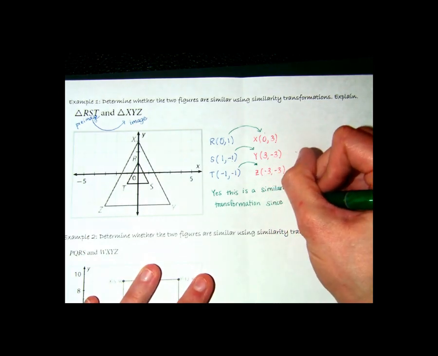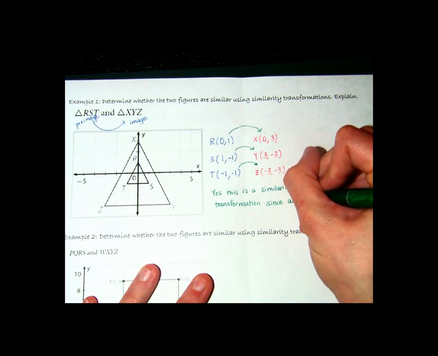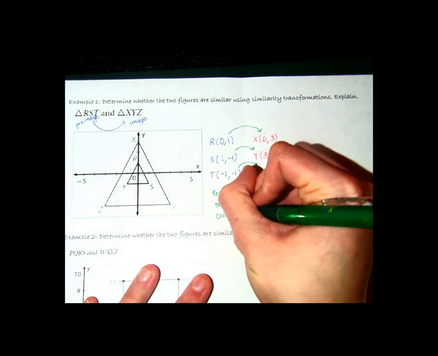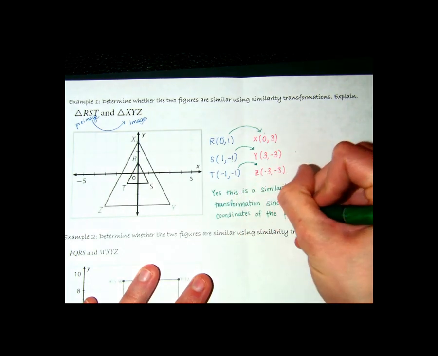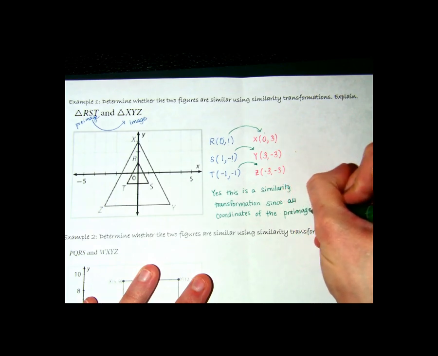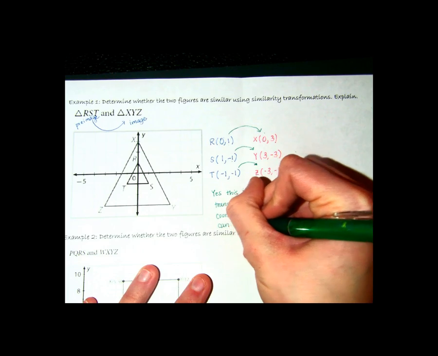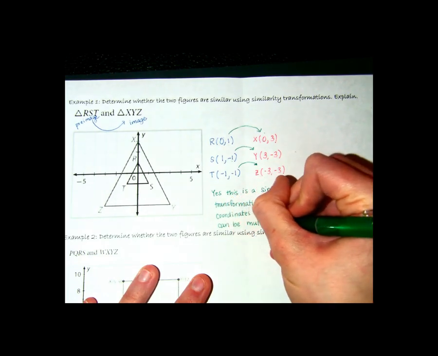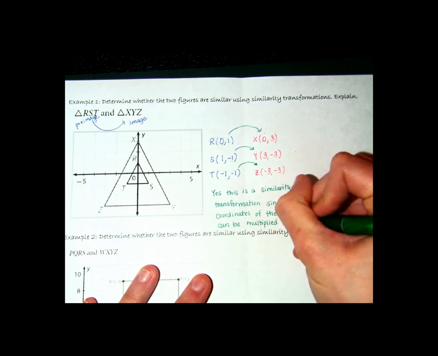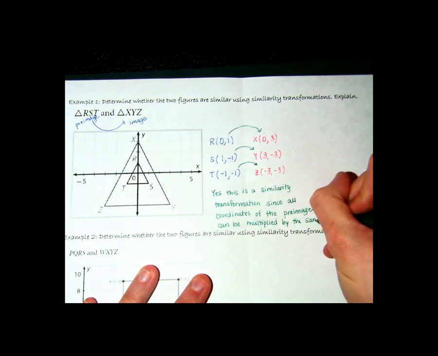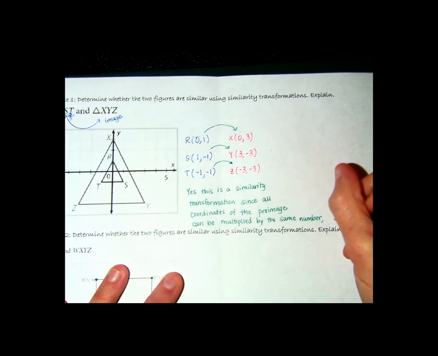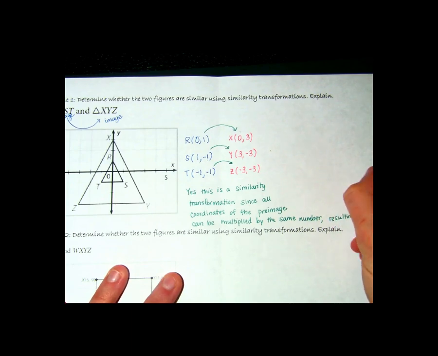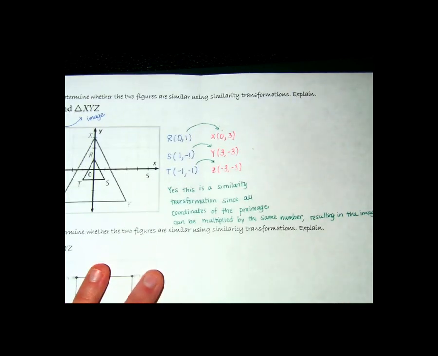Since all coordinates of the pre-image can be multiplied by the same number, resulting in the image. We'll have a little less explanation in the next couple because once we get these, we're good to go.